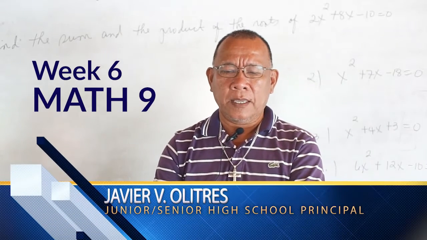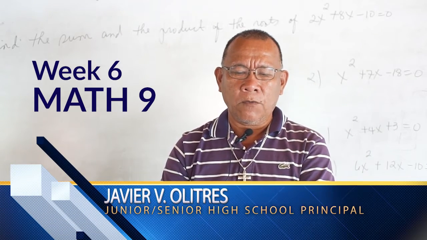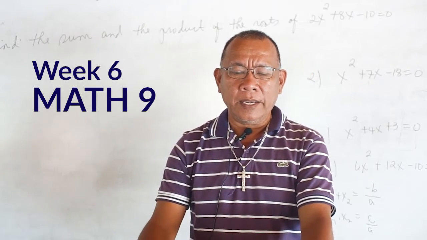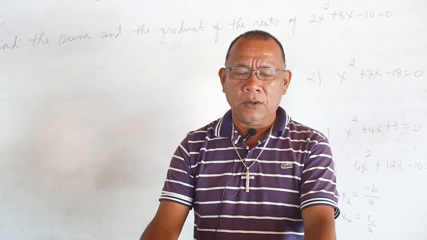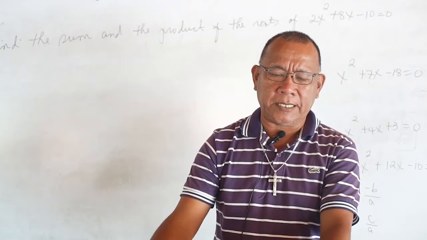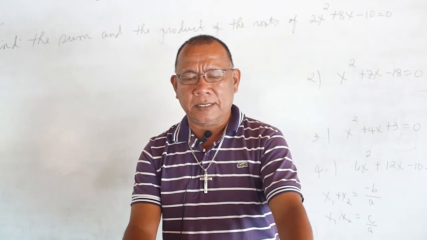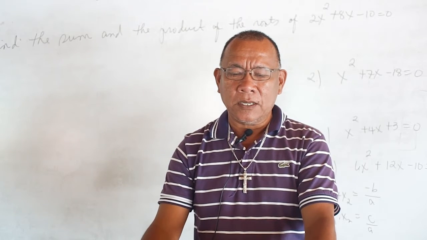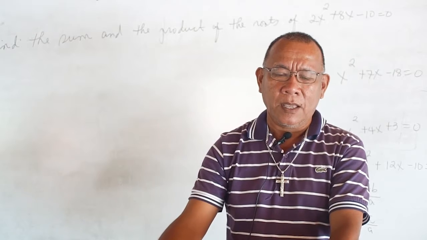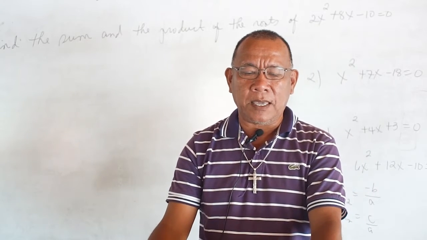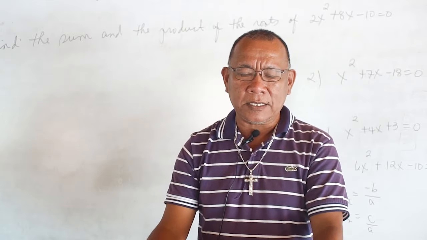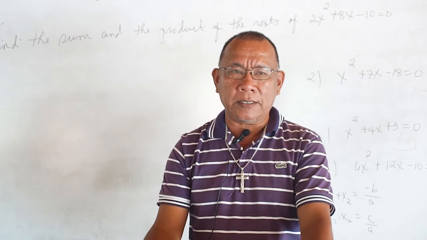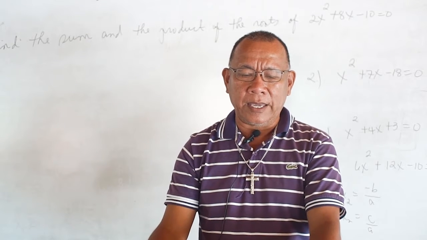Our topic in Math 9 for week 6: the sum and the product of the roots of quadratic equations. We now discuss how the sum and product of the roots of the quadratic equation ax squared plus bx plus c equals 0 can be determined using the coefficients a, b, and c.